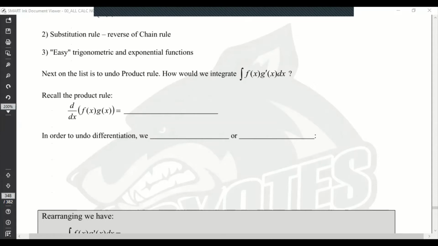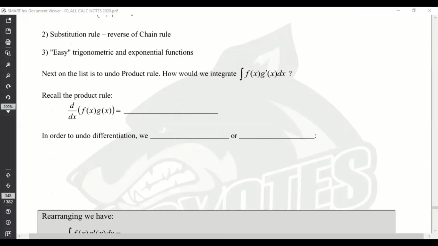What we'll end up looking at is the integral of f of x g prime of x dx. The reason that we're going to look at f of x and g prime of x, instead of just f of x g of x, comes from the derivation, so let's derive this and see where this comes from.